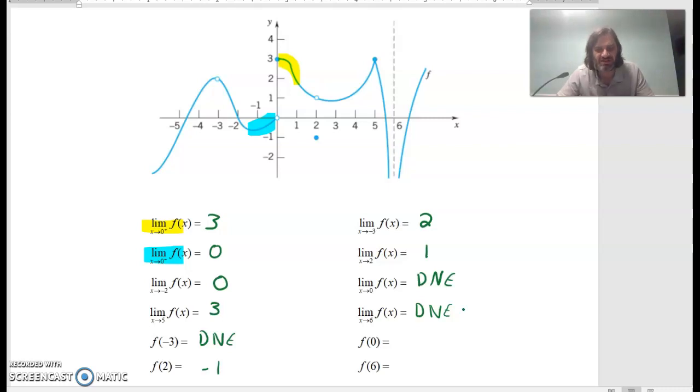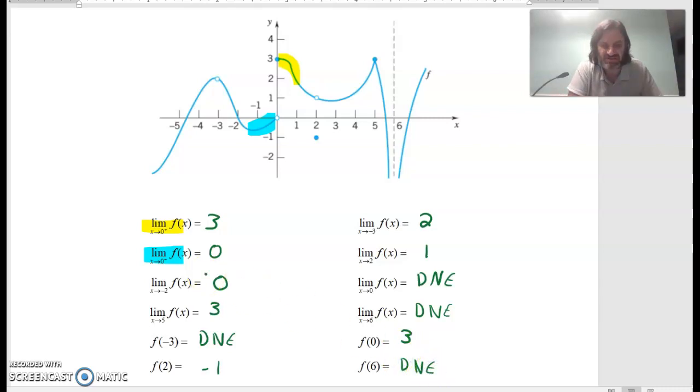So that does not exist. And again, in the middle, f of 0, the actual function value when x is 0, is 3. And f of 6, the actual function value when x is 6, looks like does not exist.